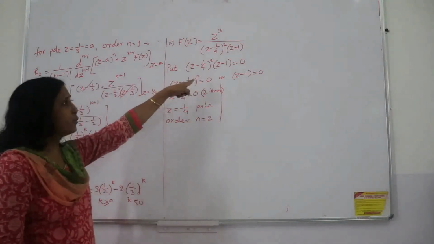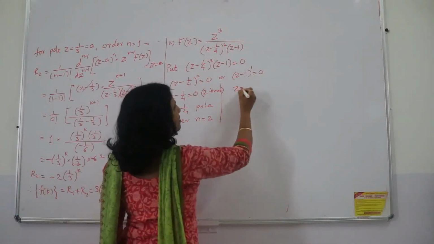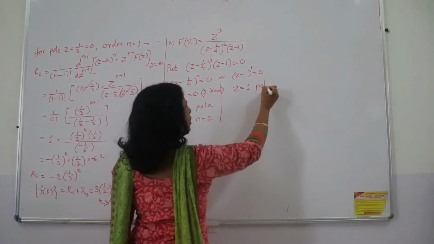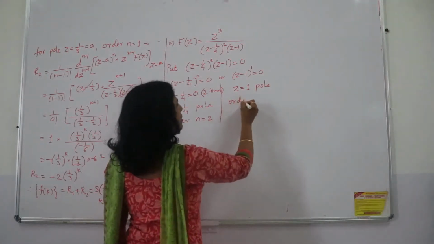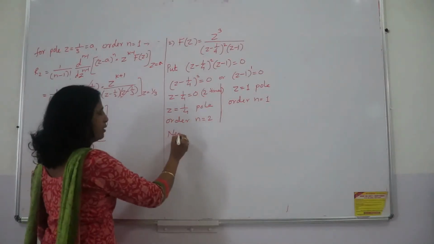This I had already told in the previous example also. Now here the bracket power is 1. So it is z is equal to 1. This is a pole, and for this the order n is equal to 1. Right? Now we have to calculate the new function as usual.